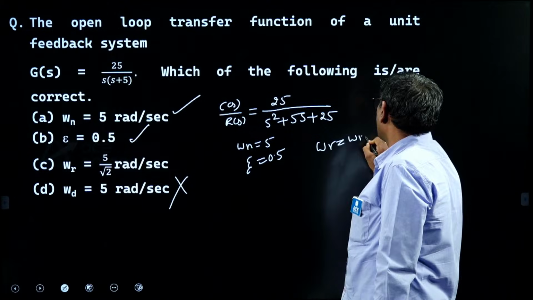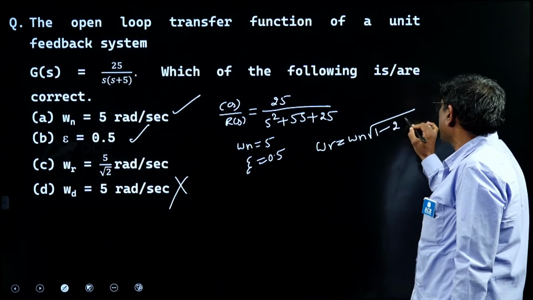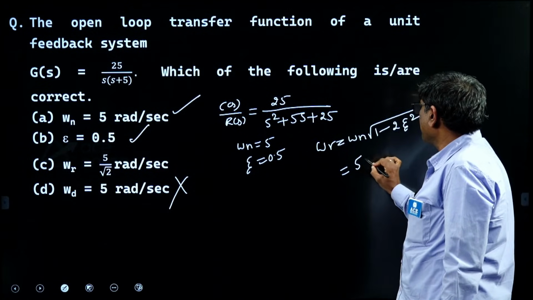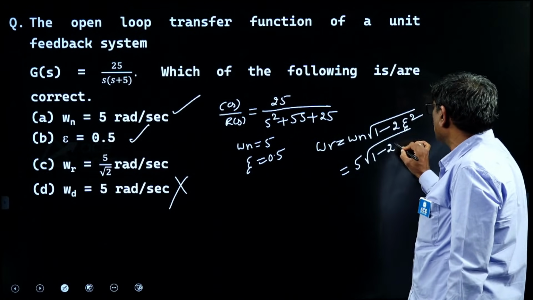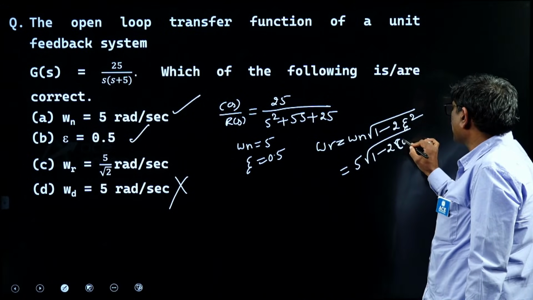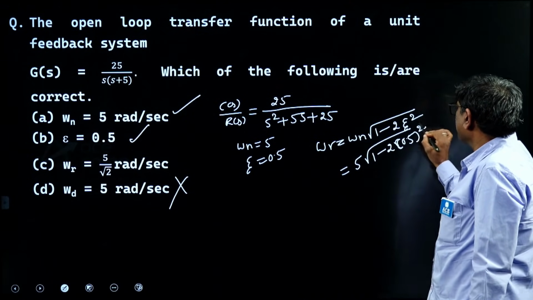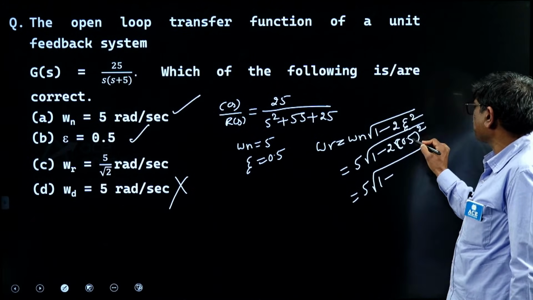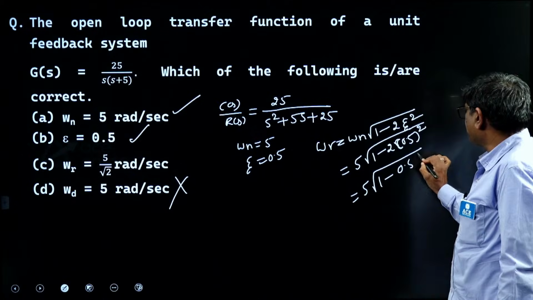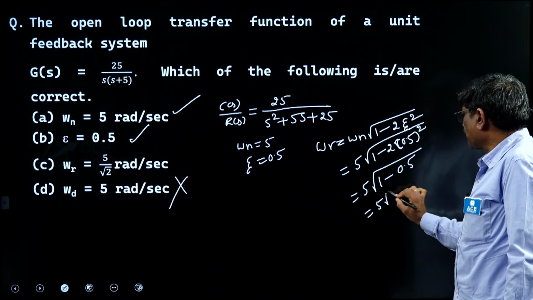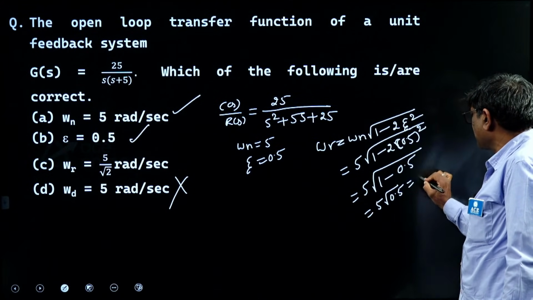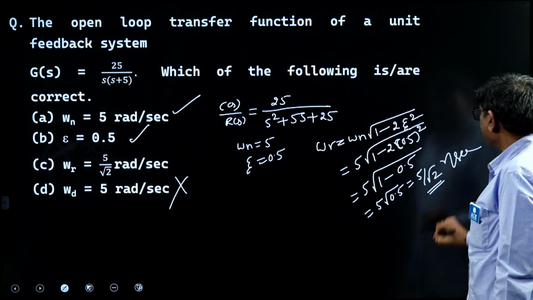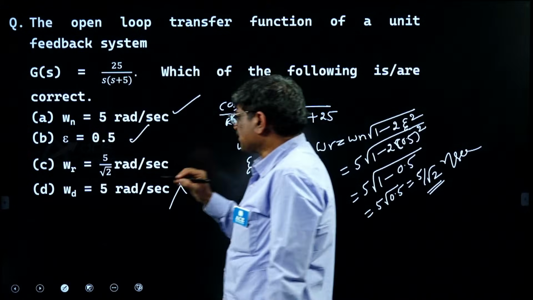What is the formula? Omega n into root of 1 minus 2 zeta square. What is omega n here? 5 into root of 1 minus 2 zeta square. What is zeta square? 0.5 square. So that means 5 into root of 1 minus 0.5. 0.25 into 2 means 0.5. That means 5 root 0.5. It is nothing but 5 by root 2 radians per second. That means C is correct.